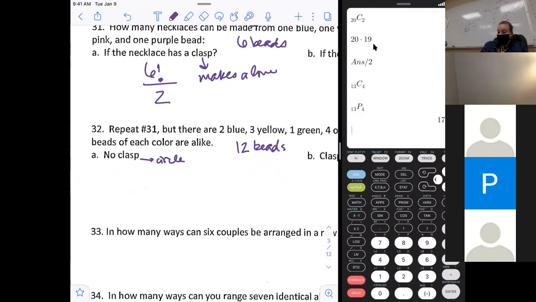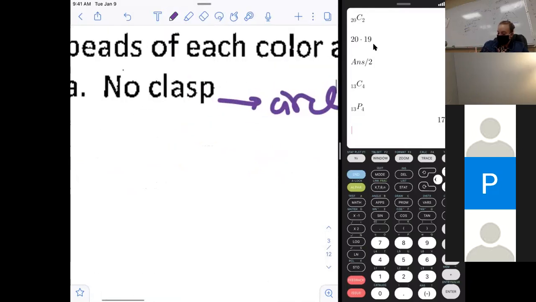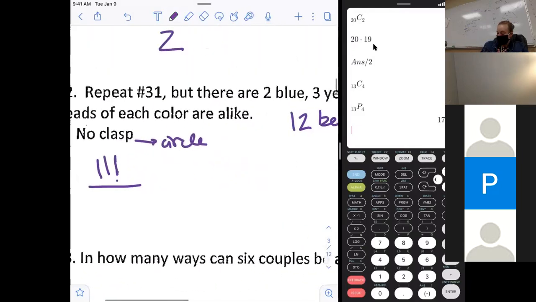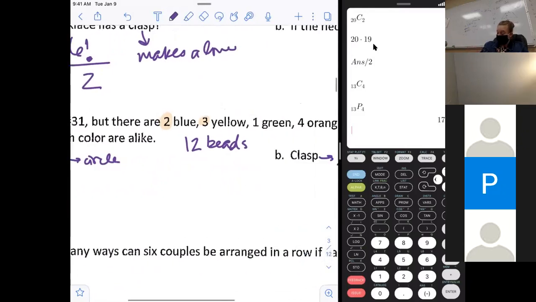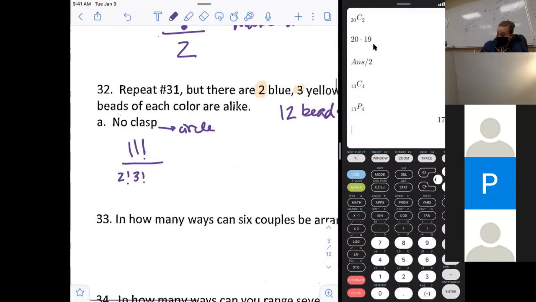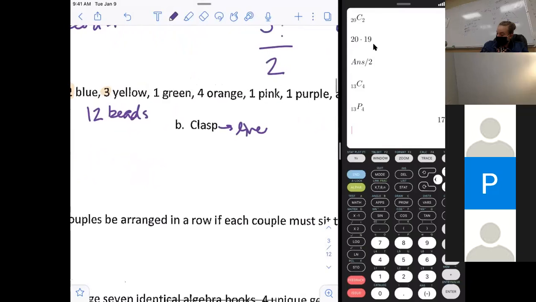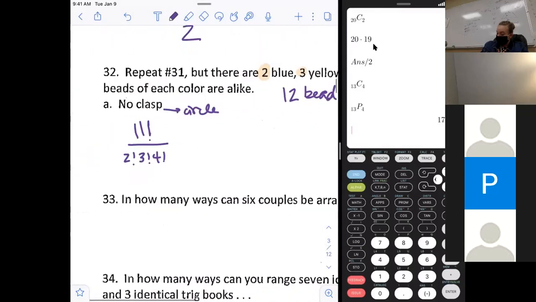So if I have no clasp, I know that's the bell, but I'm going to finish up because you guys are all at home and we don't have to clean up in this class. With no clasp, it's like a circle, so I have to do my n minus 1. So I'm going to have 11 factorial on top. And then on bottom, I have to get rid of my repeats. So it looks like I've got repeats with the blue, so I'm going to divide by 2 factorial. I've got repeats with the yellow, so I'm going to do 3 factorial. I only have 1 green, so I don't have to deal with that. I do have 4 oranges, so I have to divide by 4 factorial. And everything else is unique, 1.